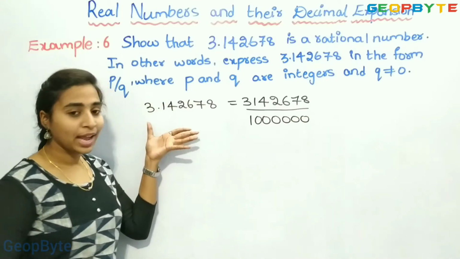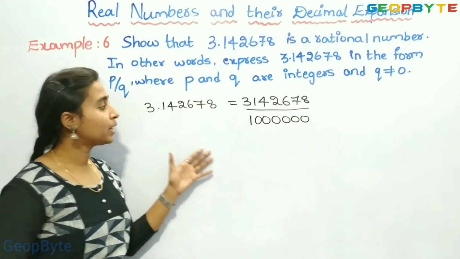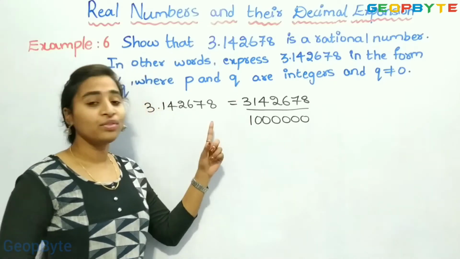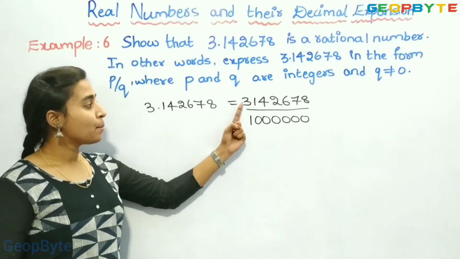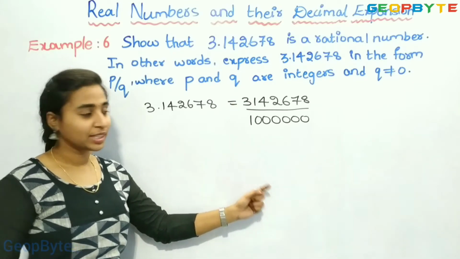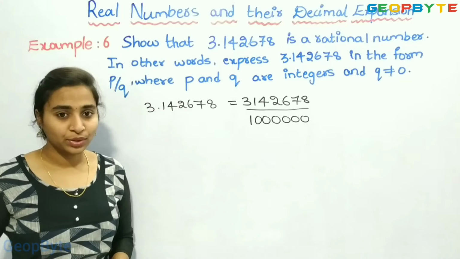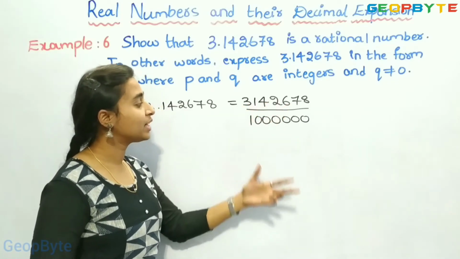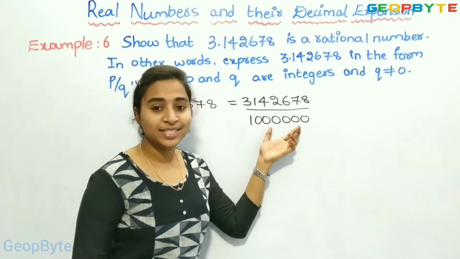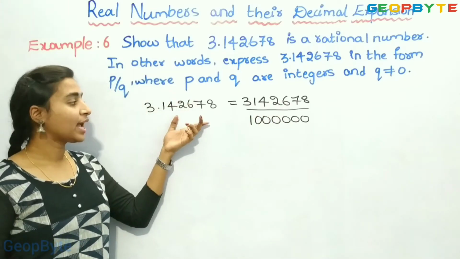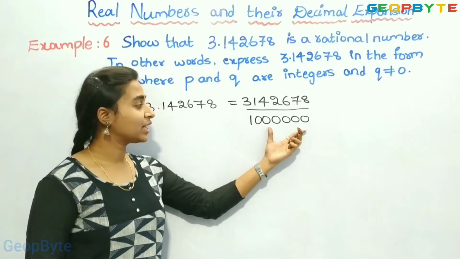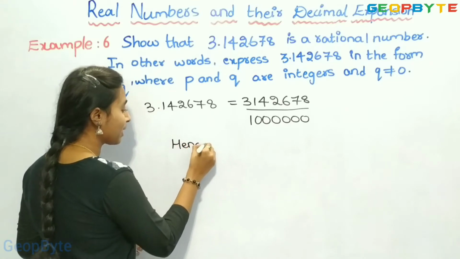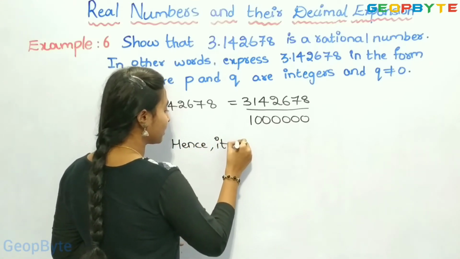See, now I have converted this decimal number into a rational number, that is, it is in the form of P by Q, where P and Q are integers and Q is not equal to 0. See, right? So, 3142678 by 1 and 6 zeros. So, after the point I have 6 digits. I have written 6 zeros. So, hence, it is a rational number.